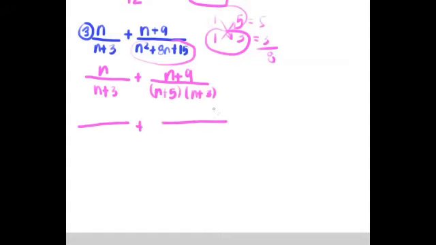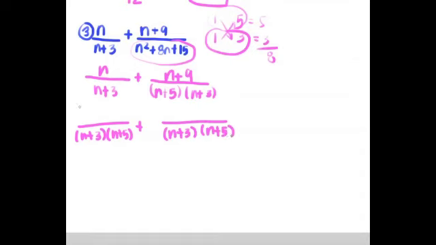And remember, for the common denominator, you want one of everything. So I have an n plus 3, so I'm going to keep that n plus 3. I have an n plus 5, so I'm going to keep that. I have an n plus 3 again, but I already wrote that down, so I don't have to write it again. So my common denominator is going to be n plus 3 times n plus 5.